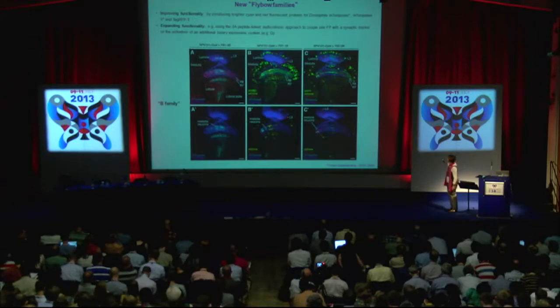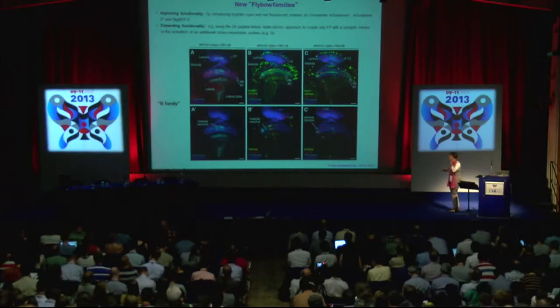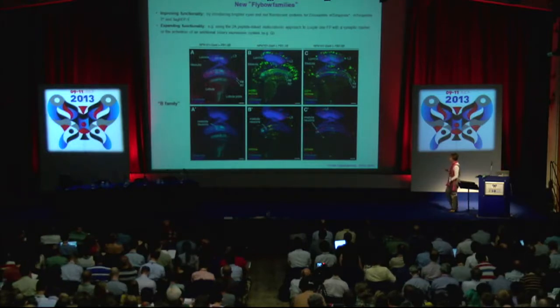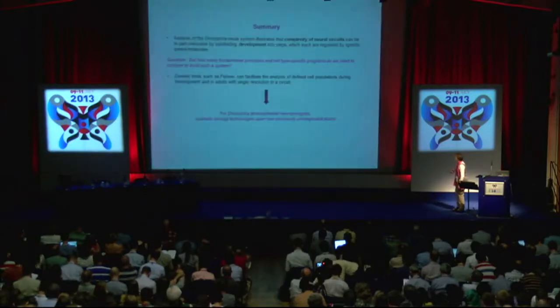This family of mTurquoise is shown here, and now we can really image the endogenous fluorescent signal and combine this with an antibody. So we are actually at the level where we can do five color labeling. Which brings me to my summary.